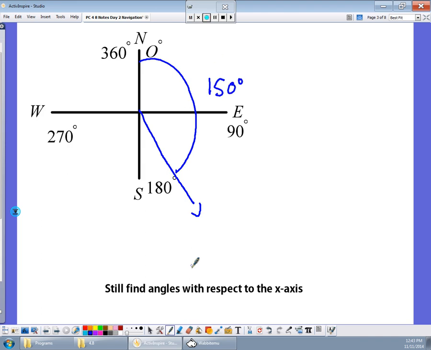Now the important thing to remember is this last part. We still want to find the angles with respect to the x-axis. So once I find where it is, I'm still going to refer to it in terms of its reference angle. Although this is 150, I'm going to find the difference between 150 and 90, which is 60 degrees, and that's the angle I'm going to use. Even though I'm going from north clockwise to find what direction it's going in, I still am going to refer to the reference angle when doing any type of calculations.